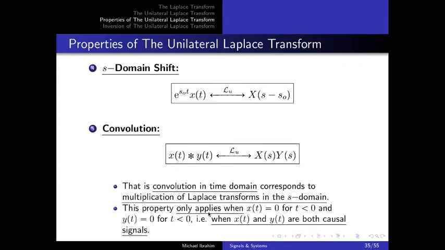And this property applies only if x of t is equal to 0 for t less than 0, which is a causal signal, and y of t is 0 for t less than 0, which is also a causal signal, i.e. when both x of t and y of t are causal signals.